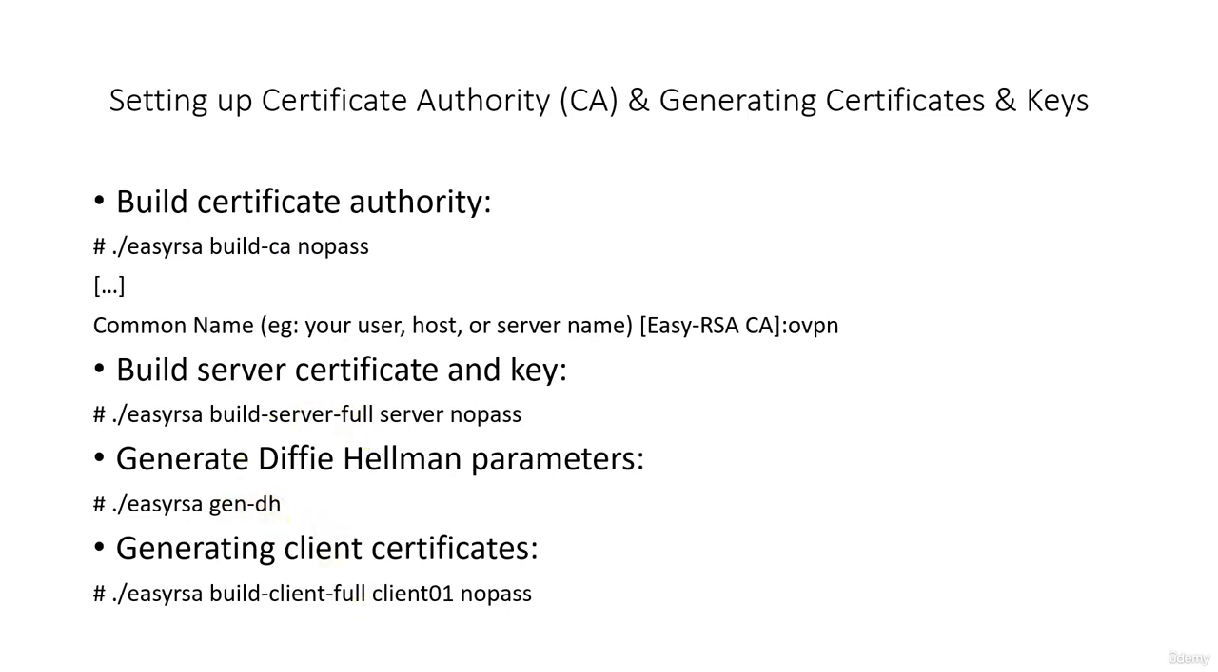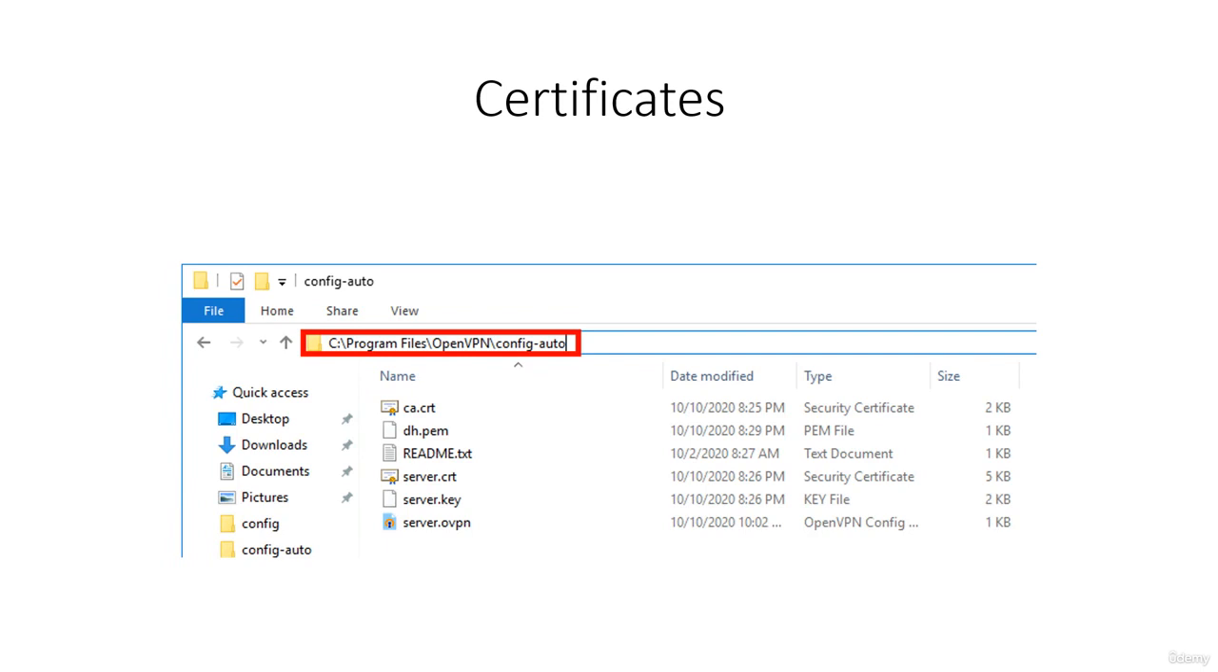After all of this is done, we need to generate our certificate. What we need to do is put all of those files that we created, like ca.crt, dh.pem, and server.crt, into the config-auto directory. So these are the files: server.key, dh.pem, ca.crt, and server.crt. These are the files we need to copy and paste into the config folder.